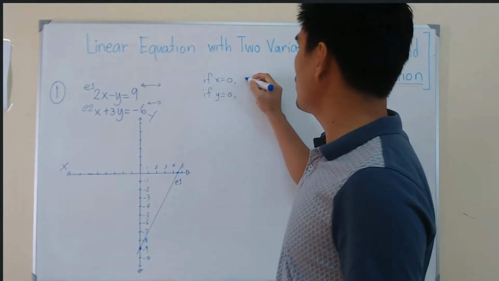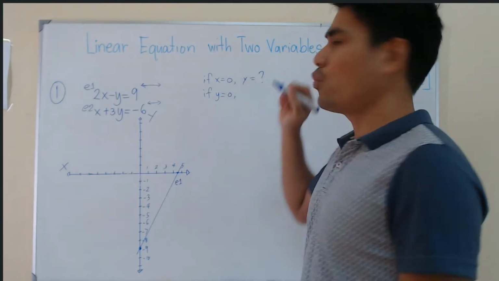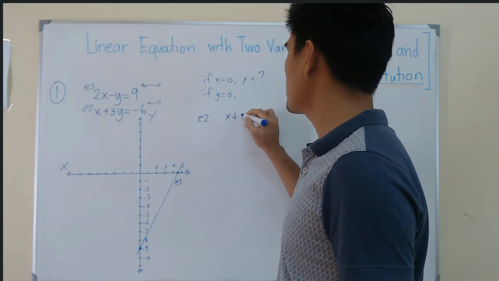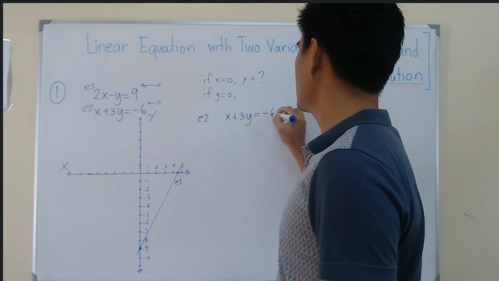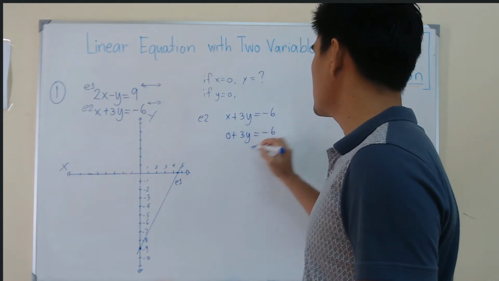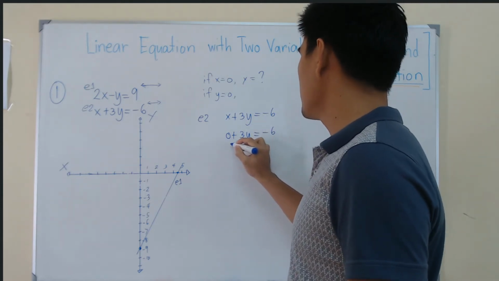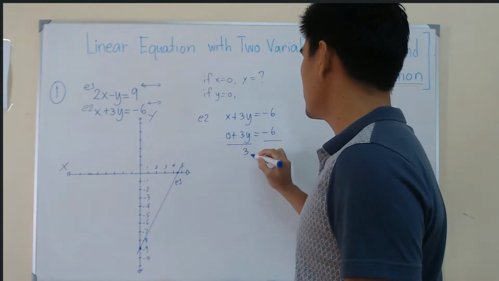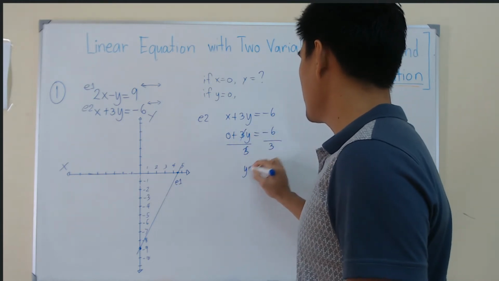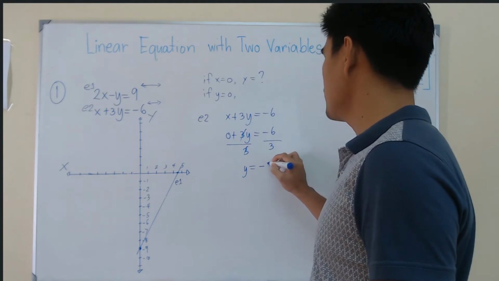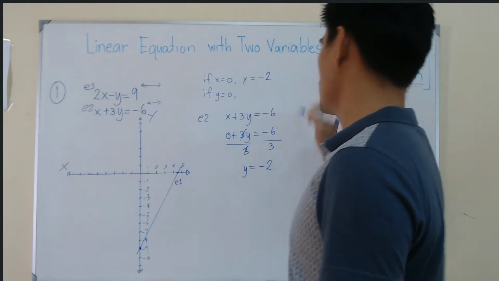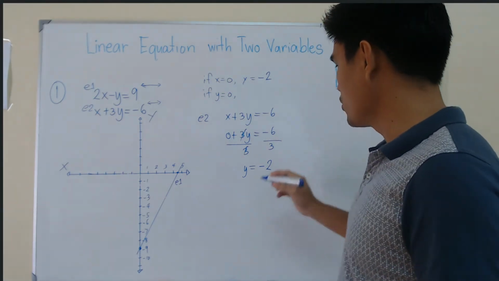If x is 0, y is equal to what number? So we have equation number 2, we have x plus 3y is equal to negative 6. So we have 0 plus 3y is equal to negative 6. So we divide both sides by 3. And we have y is equal to negative 2. 6 divided by 3 is 2, negative 2.